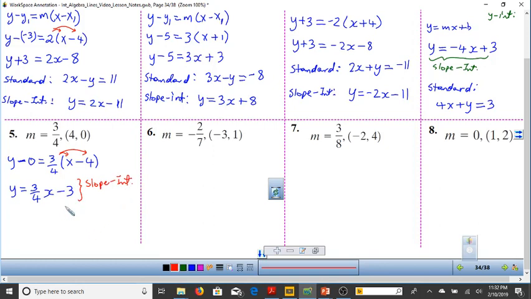To get standard form, we multiply both sides by 4, so you get 4y equal to 3x minus 12. And then we put the y's and the x's together. So we'll just put the 4y to the right side, and the 12 to the left side, and reverse them. We get 3x minus 4y equals 12. And that is standard form.